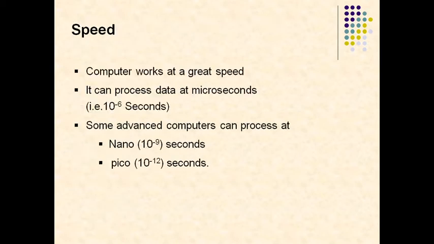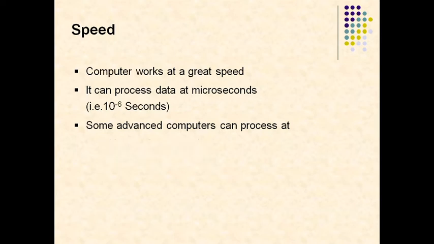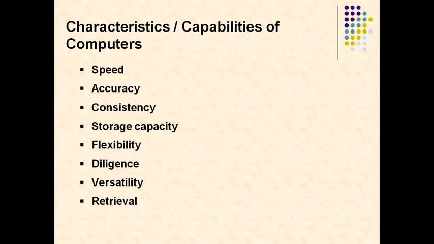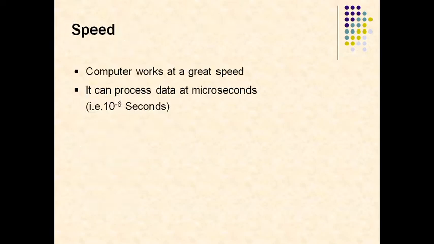So what is speed here? Computer works at a great speed. It can process data in microseconds, that is 10 to the power of minus 6 seconds. Some advanced computers can process at nano, that is 10 to the power of minus 9 seconds, pico, that is 10 to the power of minus 12 seconds. Okay, students. And the basic characteristic of computer, main capability, is speed.